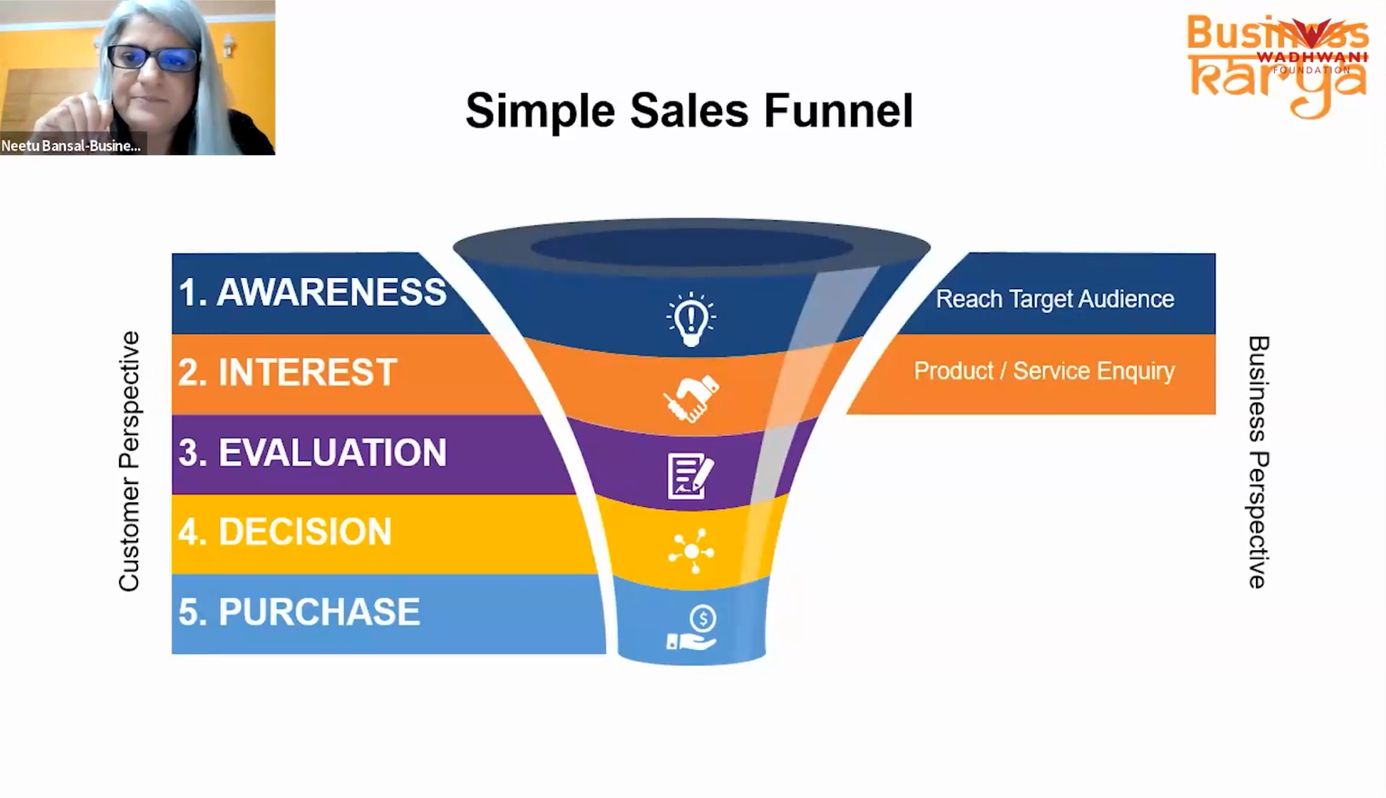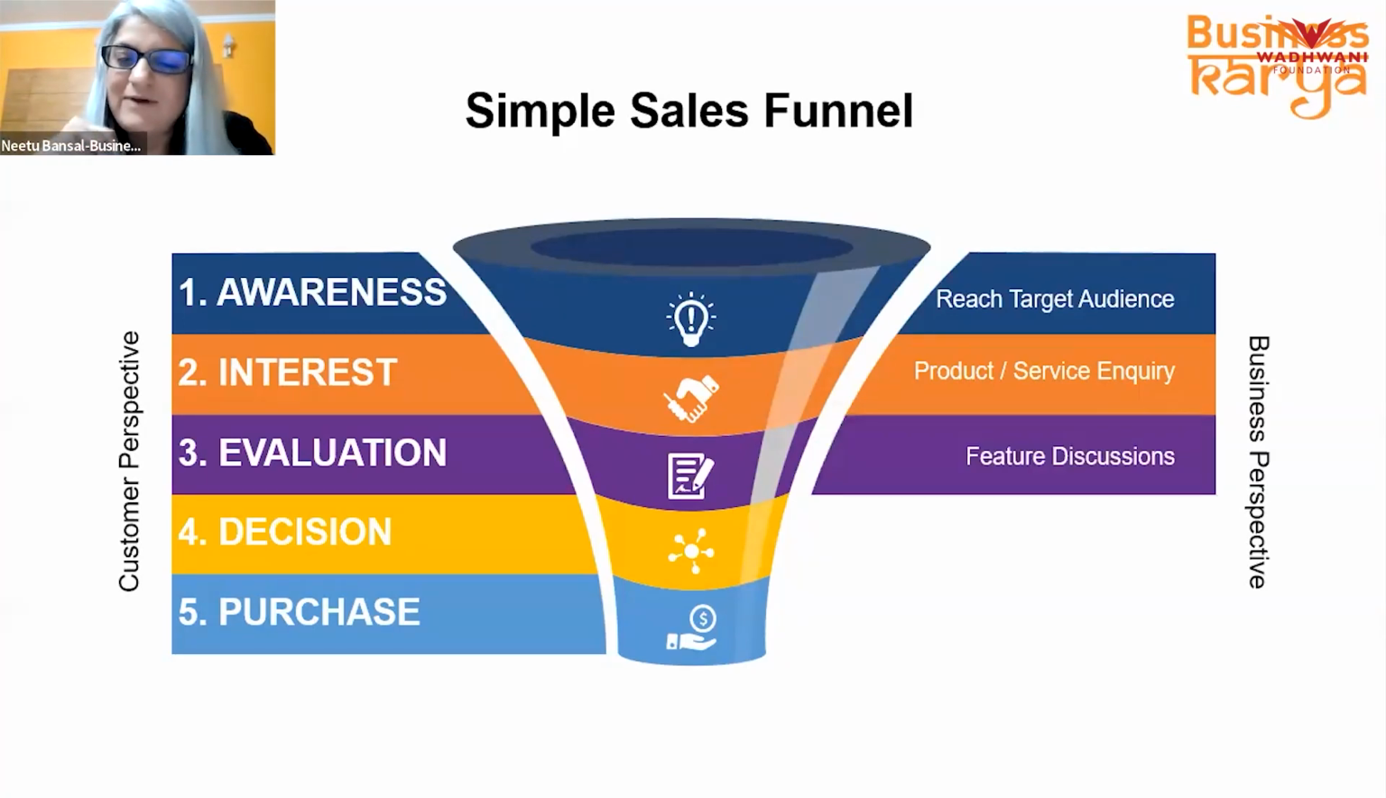The next one, at the interest stage, is typically when we get an inquiry, right? So if the customer is interested, how do we track it? By the fact that inquiries are coming in, right? Evaluation could be when some feature discussions are happening with the customer. So they not just inquire, but get into a deeper discussion about your features, your pros and cons, and comparisons between you and the competitor. So this is where the feature discussions happen.